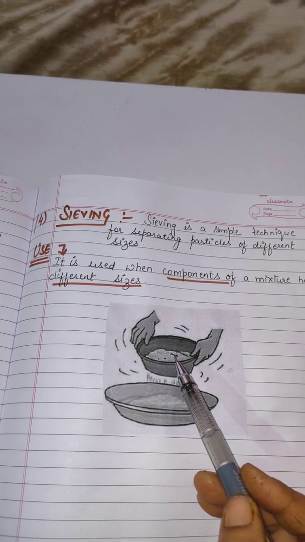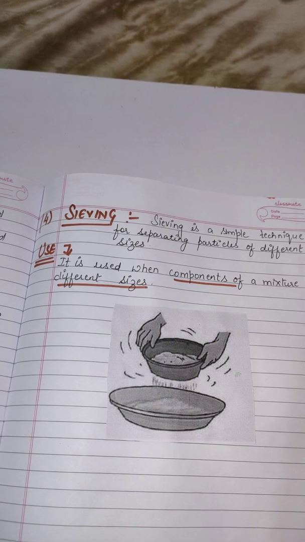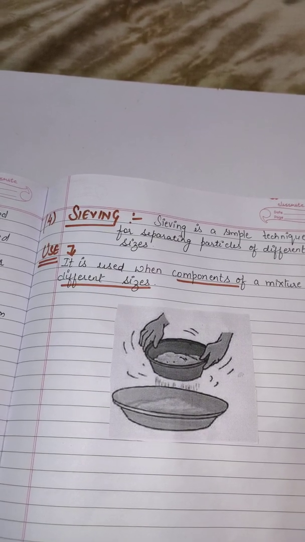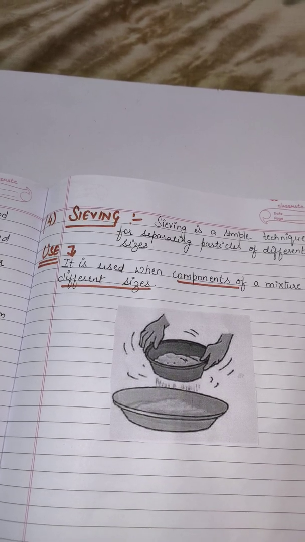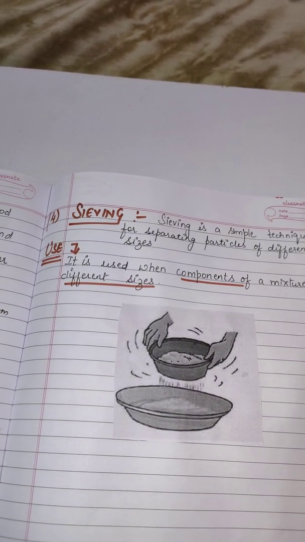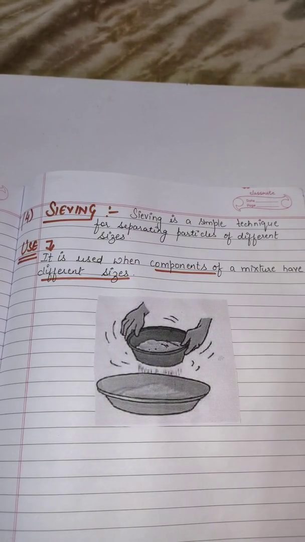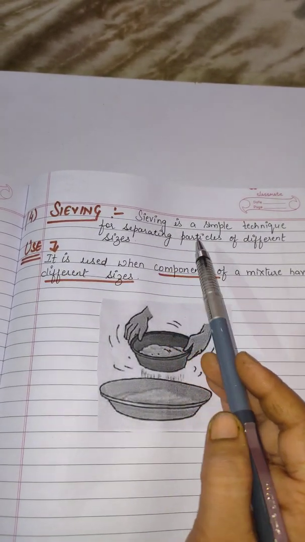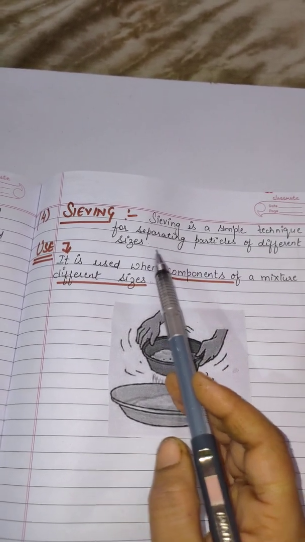Similarly, sieves are also used to separate the soil from larger stone particles. Sieves are also used at construction sites. So, I hope you understood that sieving is a simple technique for separating particles of different sizes.